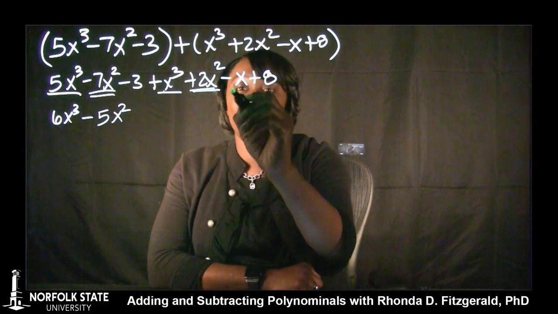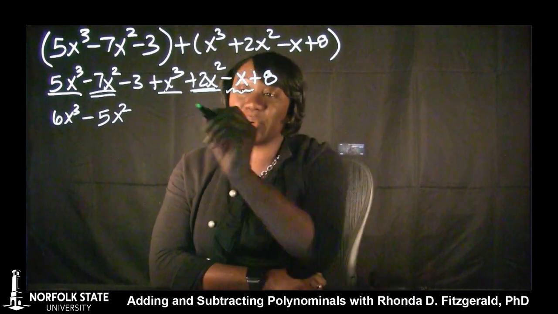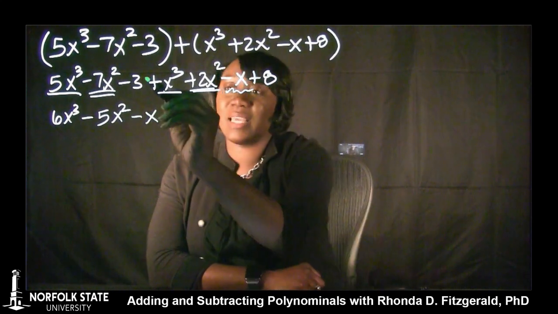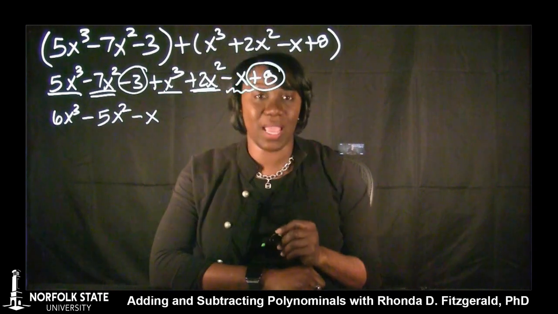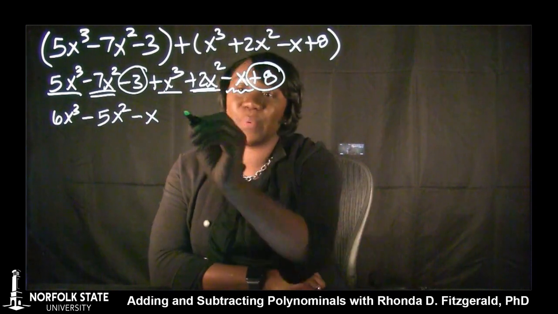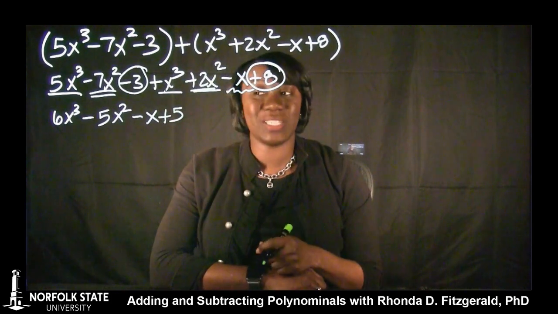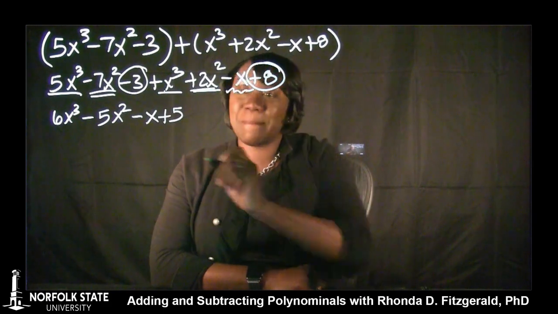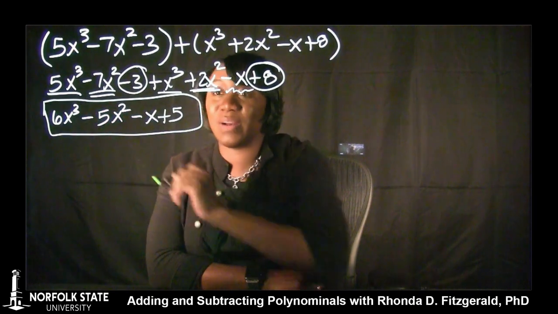Next, we have a negative 1x, and that's alone. So we're just going to bring it down. So minus x. And lastly, we see that we have a negative 3 and a positive 8. When added together, we have a plus 5. So our final answer is 6x cubed minus 5x squared minus x plus 5. So that is our final answer.